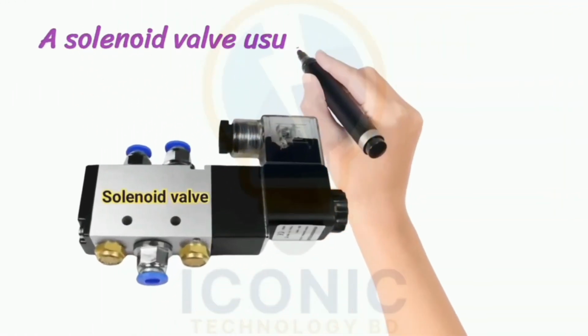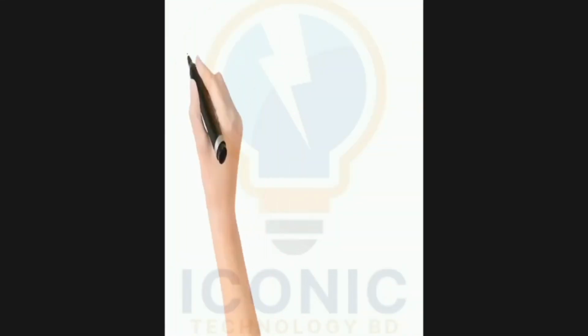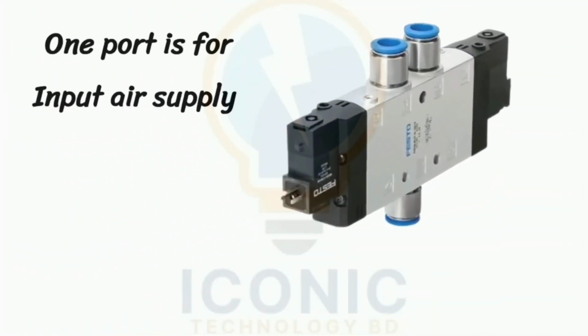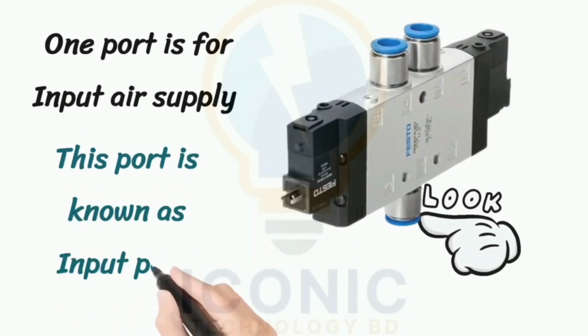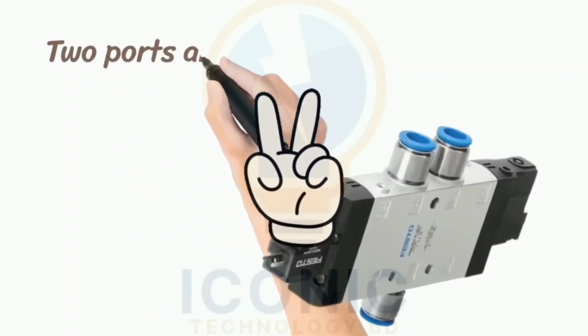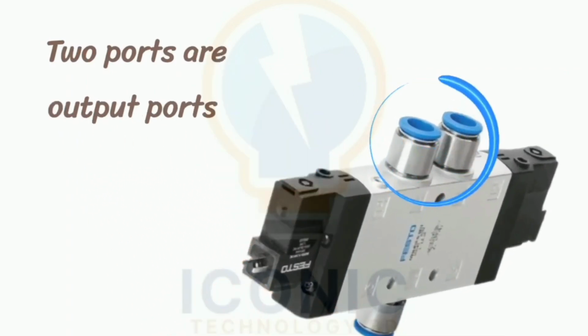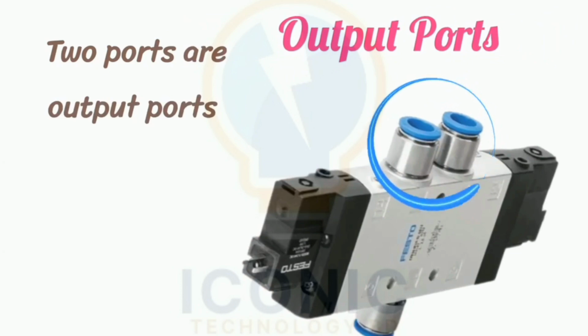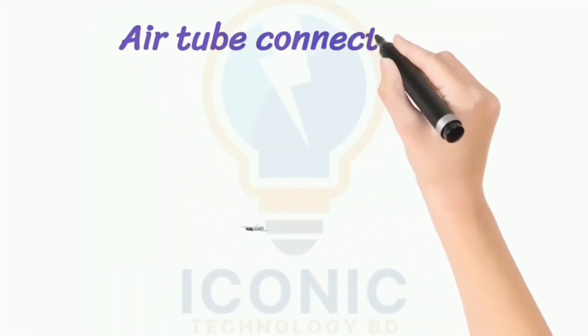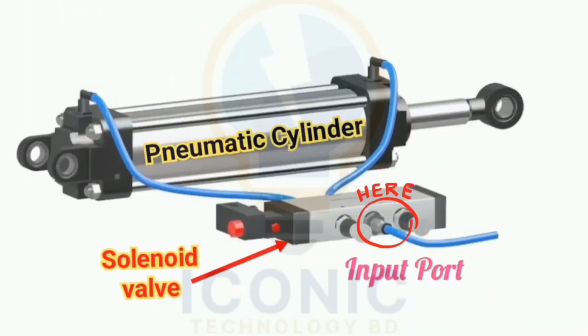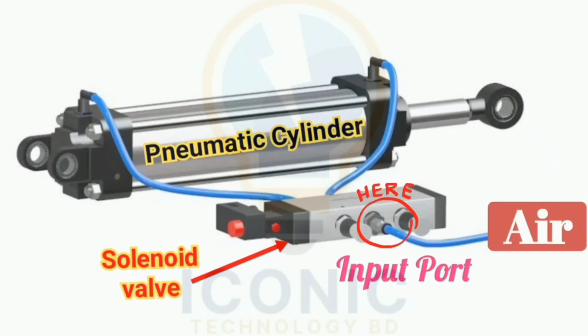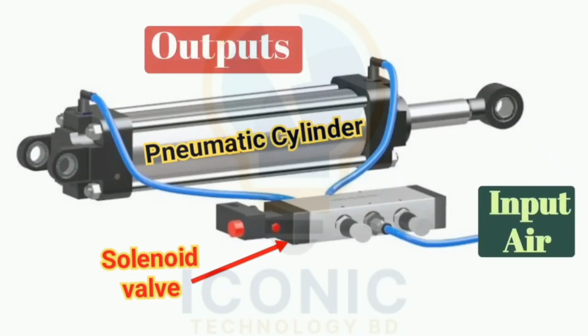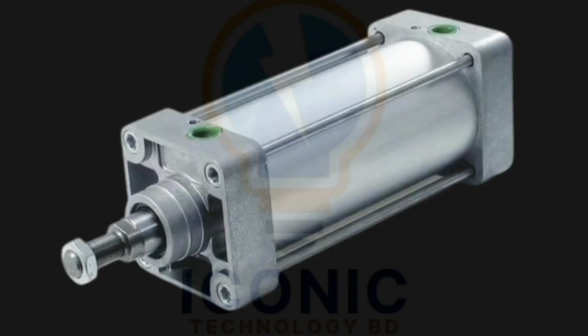Solenoid valve usually has 3 air ports. One port is for input air supply, which is called input port. 2 ports are for output air supply, which are called output ports. Now, let us explain the air tube connections for solenoid valves. On its input port, instrument air is connected, and we will connect its output from there, which is to be operated by SOV. For example, pneumatic cylinder, pneumatic actuators.